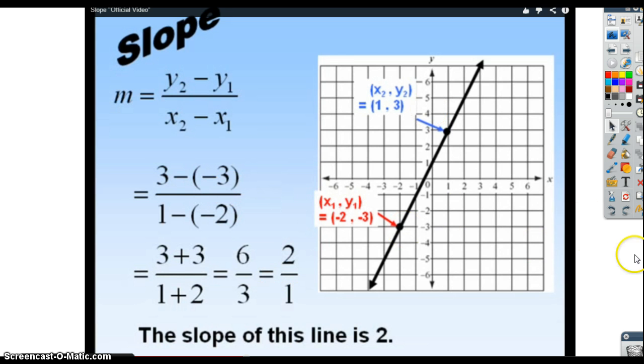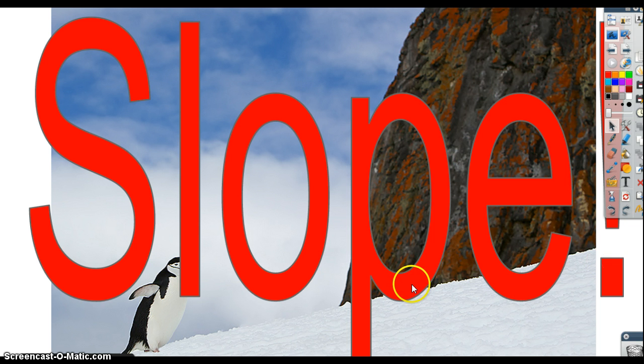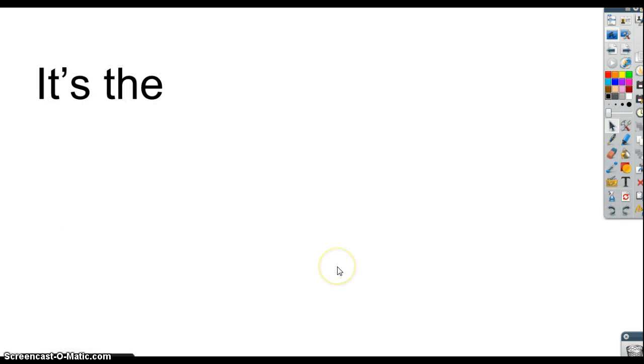All right, so let's make some calculations. We need to write all that stuff down because that was all good definitions. All right, so slope, that's what we're going to be defining. I have here a penguin that's going up a slope. So what we're defining is the slope.